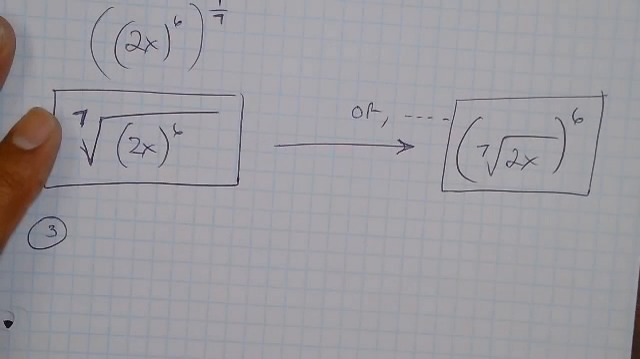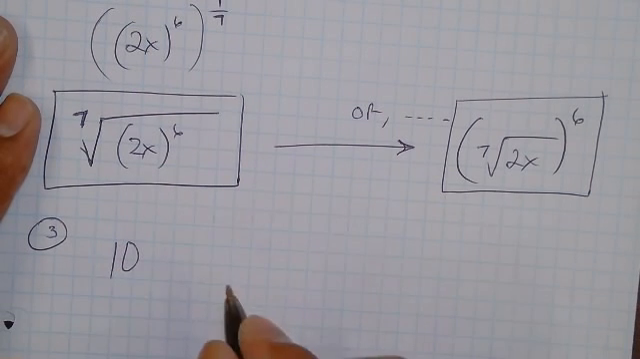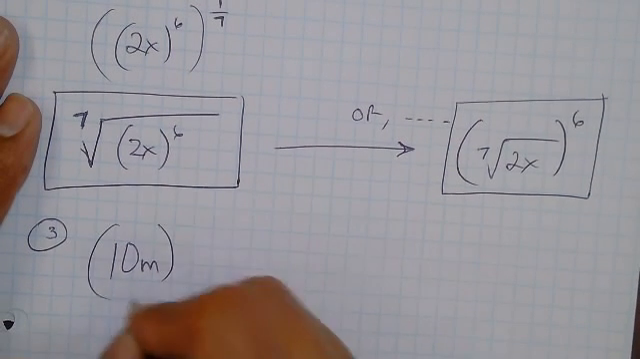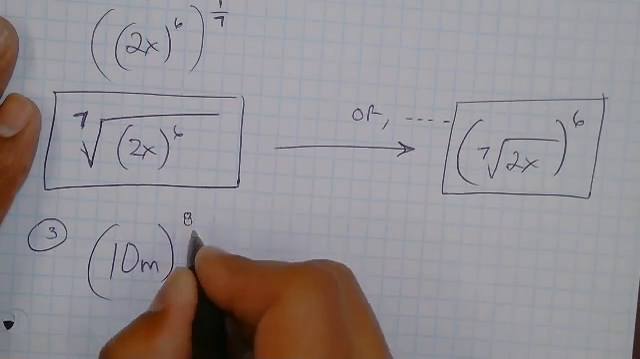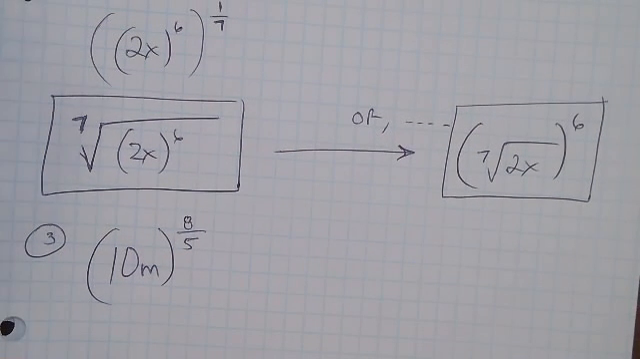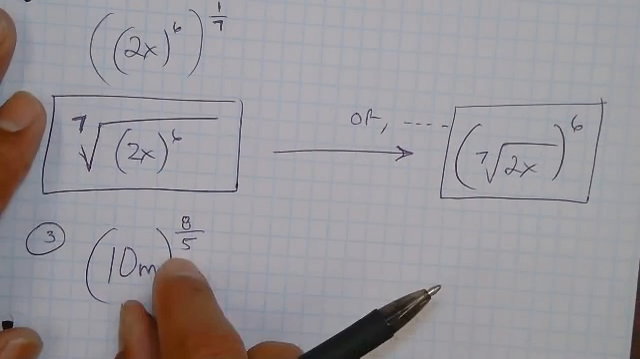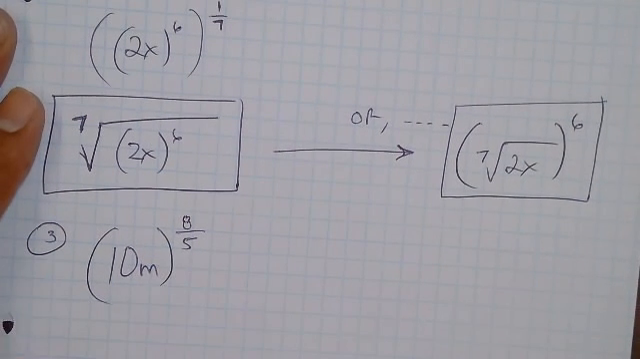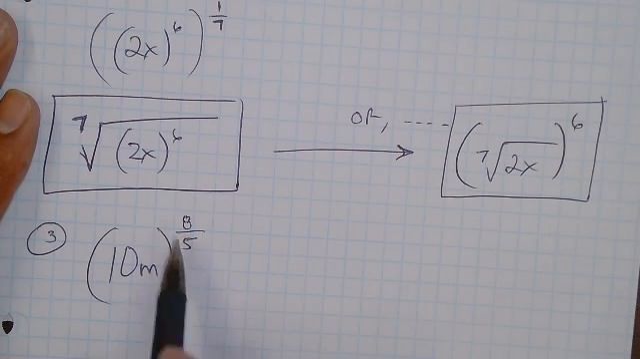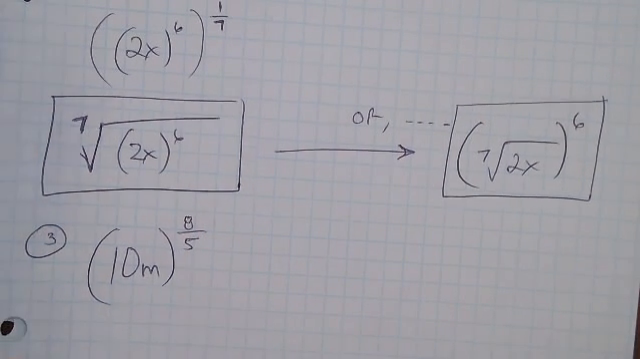We're good? Is that sinking in a little bit? Last one like this, number 3. Okay, it's just more of the same, right? Bless you. 10m to the power of 8 over 5. So this is an exponential form. You're going to write it in radical form.